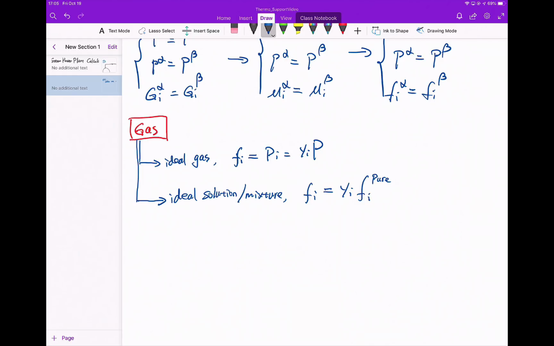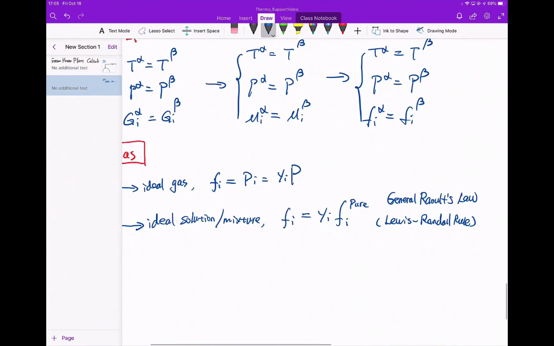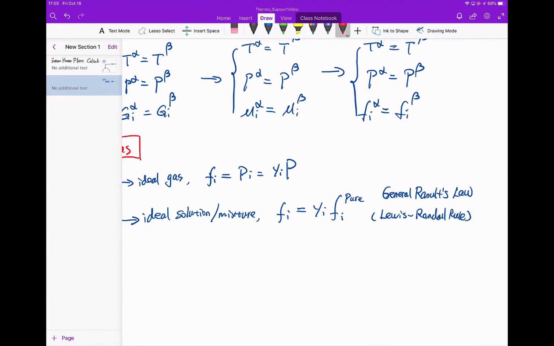And this is called the general Raoult's law, or this is the Lewis-Randall rule. This is another useful equation, equation 5.